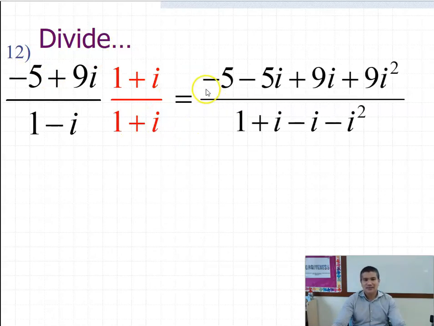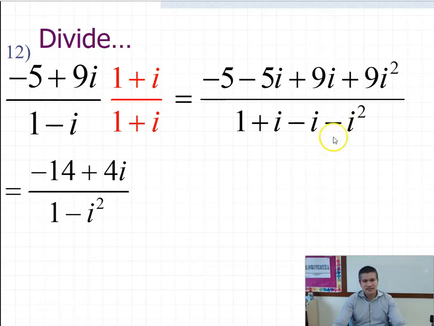So you will have negative 5 plus 5i plus 9i plus 9i squared. Distribute that using the FOIL method. And in the denominator we have the difference of two squares, so it will give us 1 minus i squared. Simplify: negative 5, and then 9i squared, where i squared is negative 1. So negative 1 times 9 gives negative 9, and negative 9 and negative 5 is negative 14.